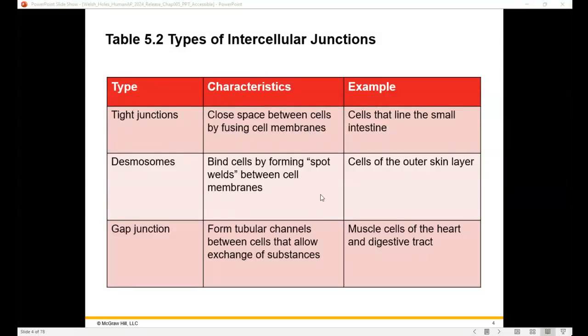Okay, desmosomes, they bind cells by forming spot welds between the cell membranes. And cells of the outer skin layer are an example. Then there's gap junctions. They form tubular channels between the cells that allow exchange of substances. Muscle cells of the heart and digestive tract are good examples.